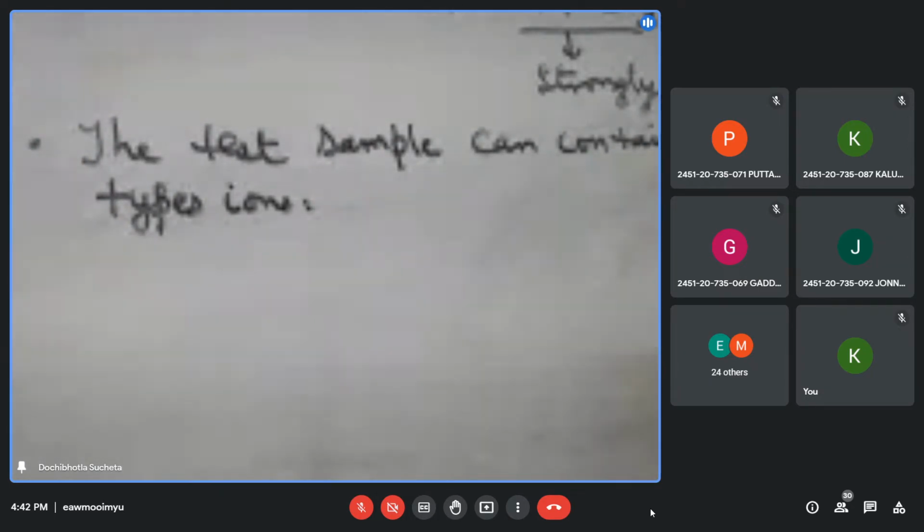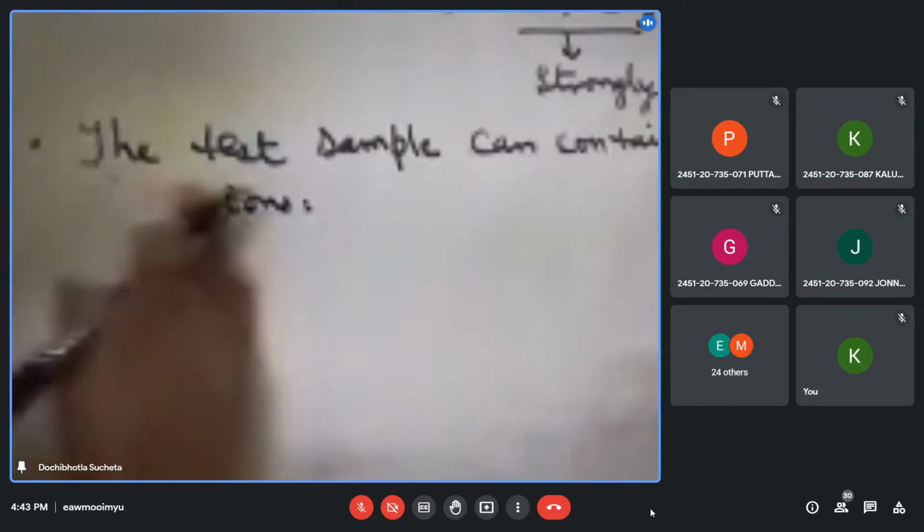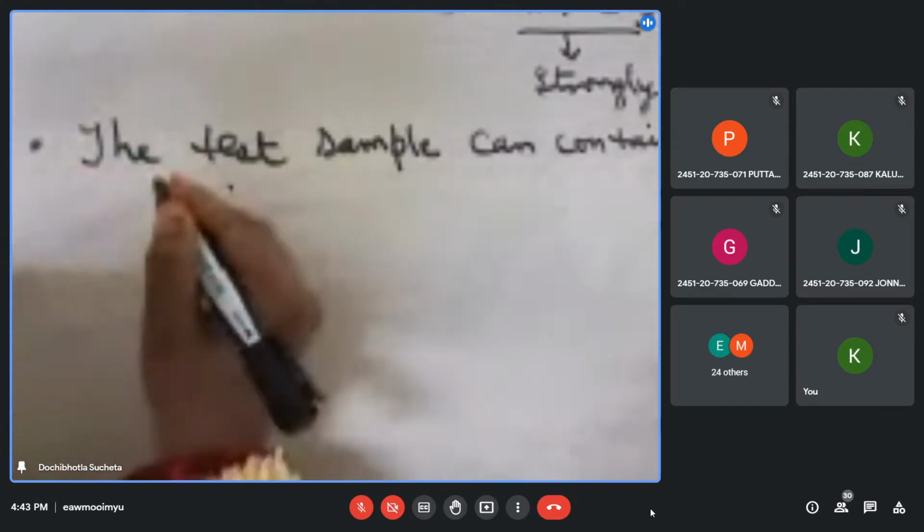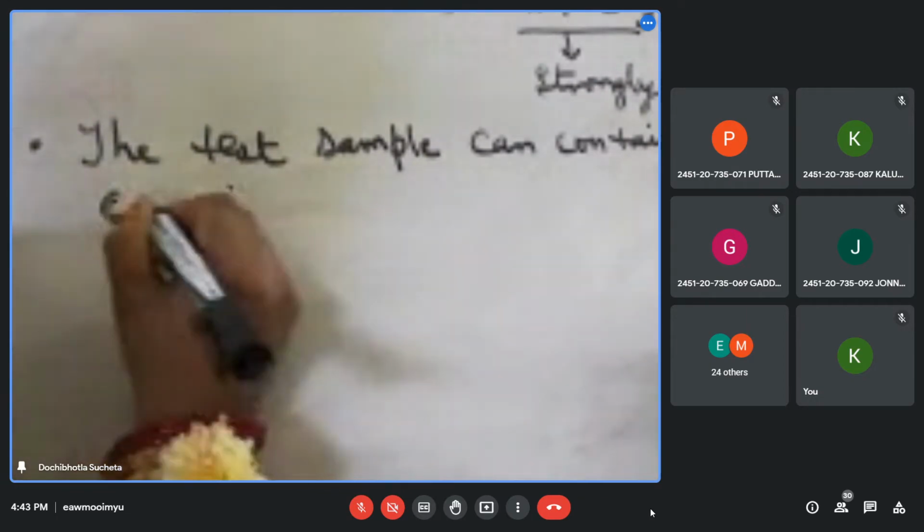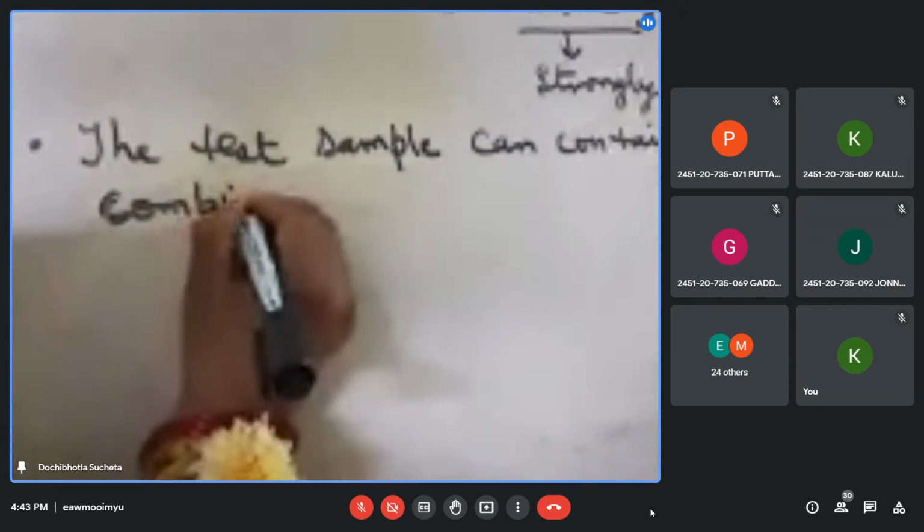The right answer is: in a particular sample of water, the ions can be either only bicarbonate, only carbonate, or only OH minus, or it can be OH minus and carbonate, or carbonate and bicarbonate. But all the 3 ions cannot be present. Okay, so the test sample contains how many types of ions, how many combinations of ions? Combinations of ions.